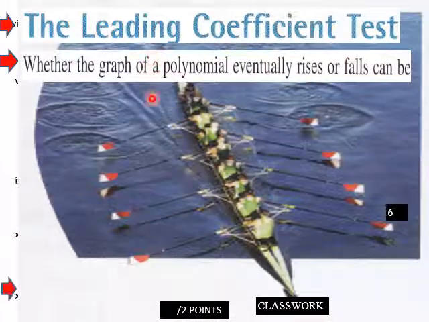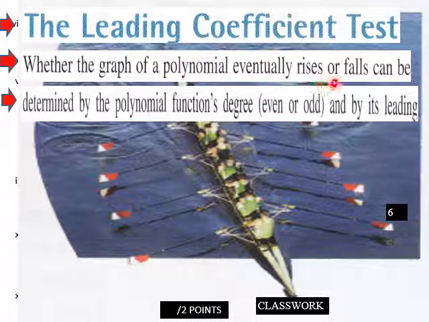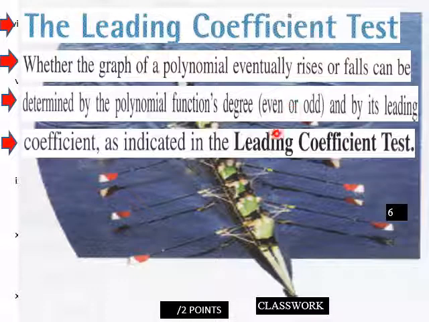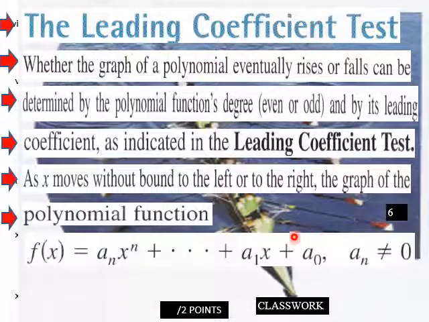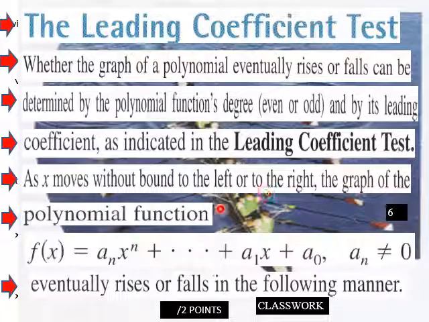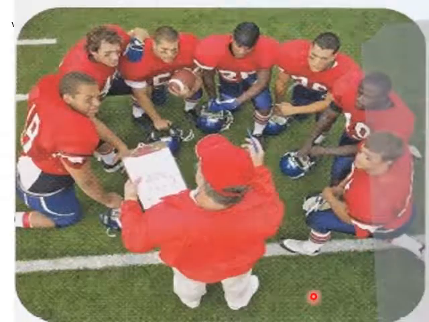Okay, the leading coefficient test, whether the graph of a polynomial eventually rises or falls, can be determined by the polynomial function's degree, even or odd, and by its leading coefficient, as indicated in the leading coefficient test. As x moves without bound to the left or to the right, the graph of the polynomial function, and again it's in this order here, descending coefficients and descending exponents, eventually rises or falls in the following manner.